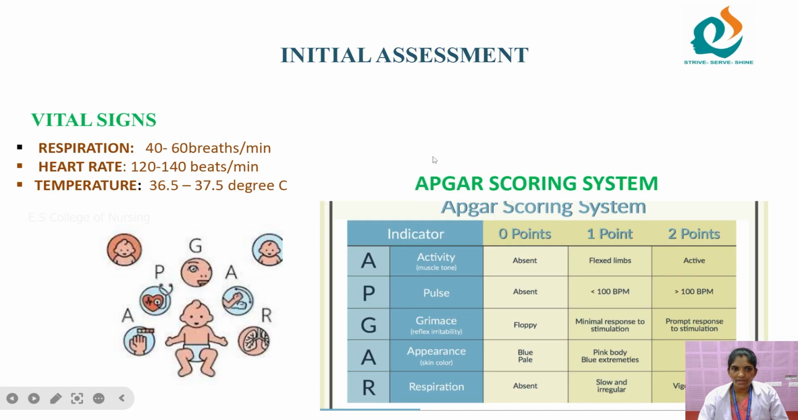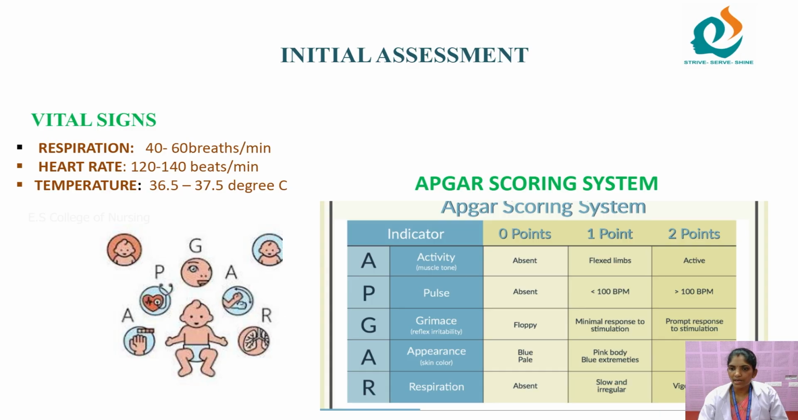Following identification, we have to check the vital signs of the baby, which include respiration, heart rate and temperature. Respiratory rate should be 40 to 60 breaths per minute, heart rate 120 to 140 beats per minute and temperature 36.5 to 37.5 degrees Celsius.